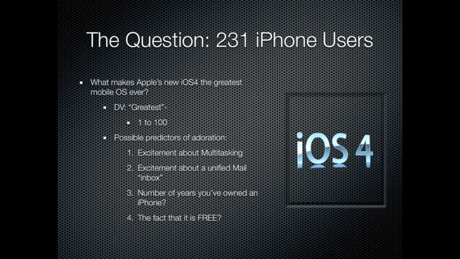So this week we're going to use multiple regression to answer the question, what makes Apple's new iPhone operating system, iOS4, the greatest mobile OS ever? So says me. Our dependent variable is a measure of greatness, 1 to 100, 100 being the greatest, and we want to know which of our 4 possible predictors is the most predictive of greatness.